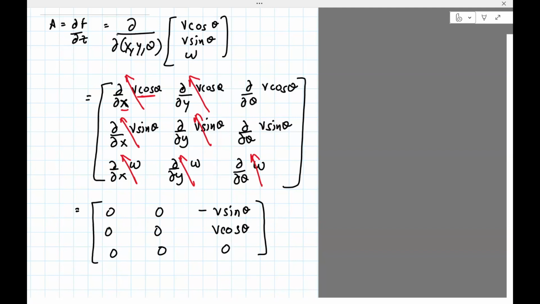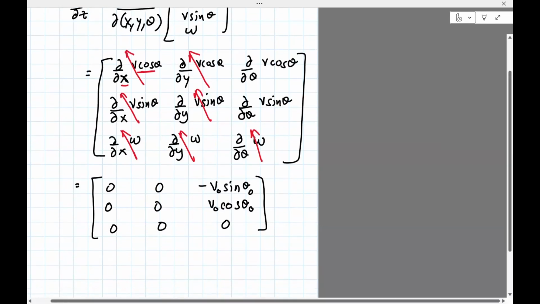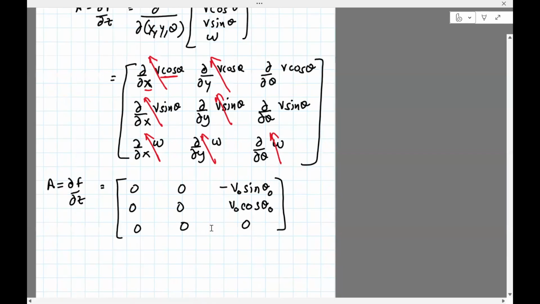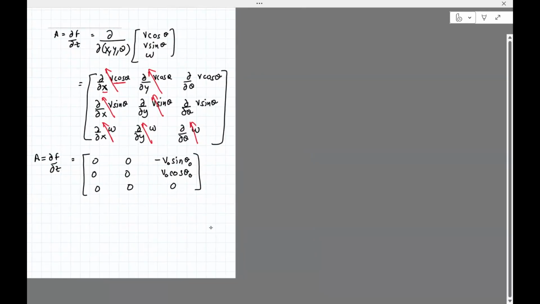Okay, and then remember this is linearization about x0, y0. So let's just put that value: v0, v0, 0, 0, because it's linearization about that. Okay, so that's my A, which is df dz.